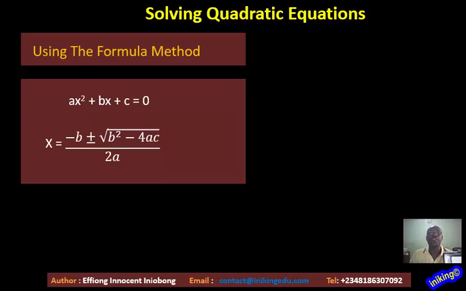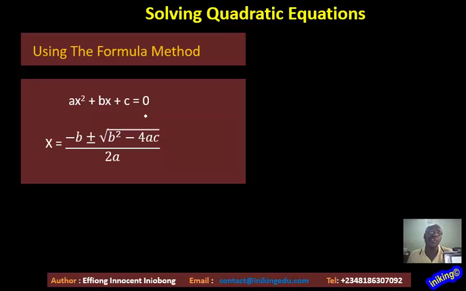Next, we are looking at using the formula method to solve quadratic equations. As we know, a quadratic equation is always given in the form ax squared plus bx plus c equal to 0. Now, I'm not going to go through the process of showing how to obtain the formula.